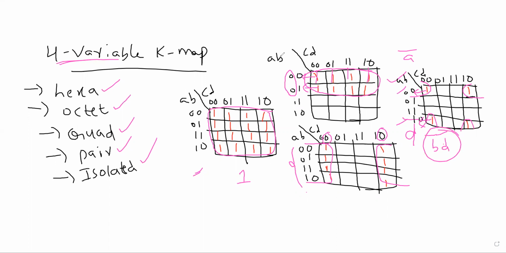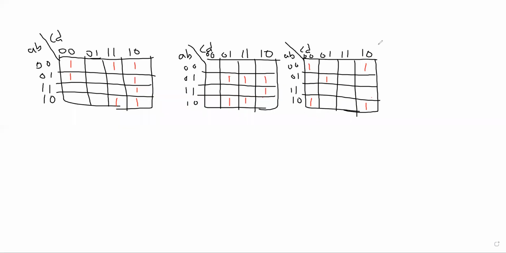In the 4 variable K-map we will see some more examples. Now if you observe the first example, this is a quad, and for this also, since it allows folding, I can form a quad like this. Now if you observe this, here also there is a possibility of a quad.